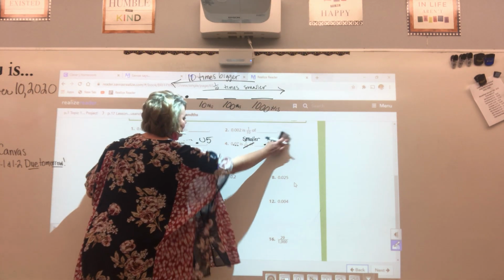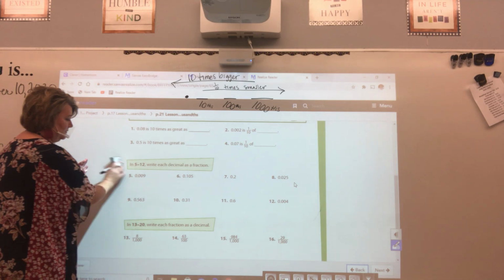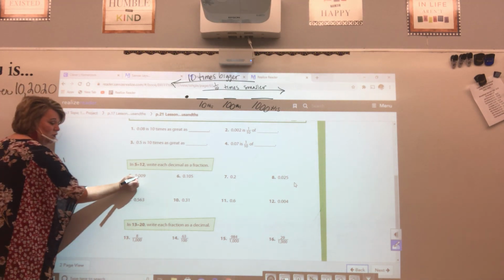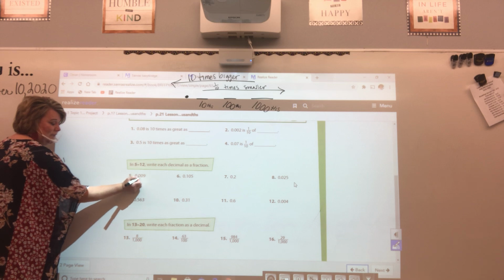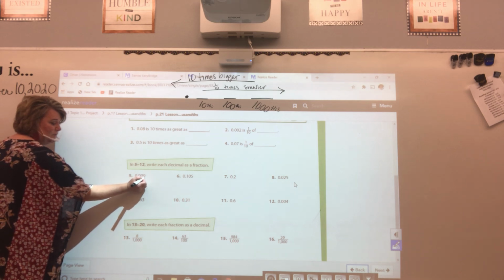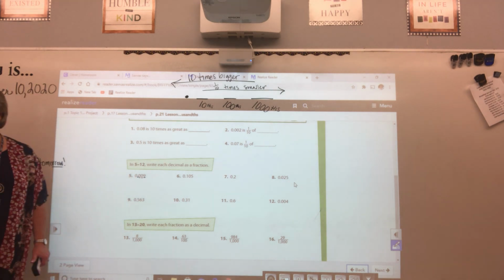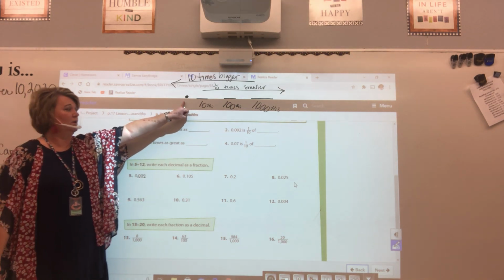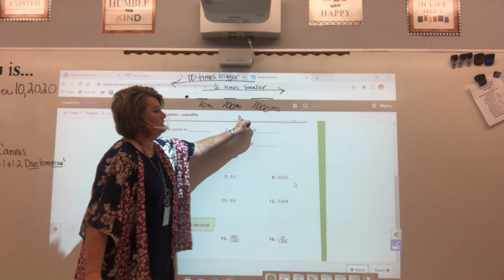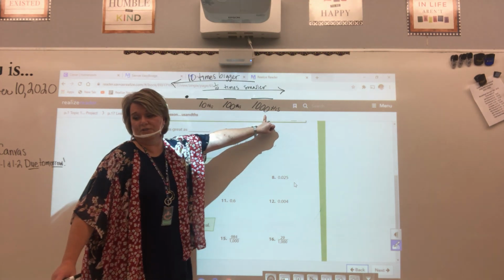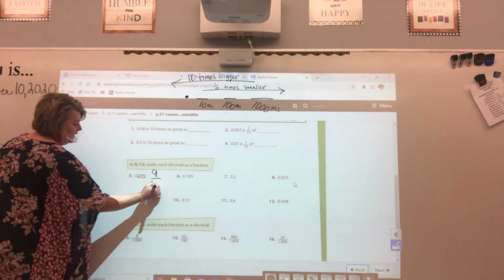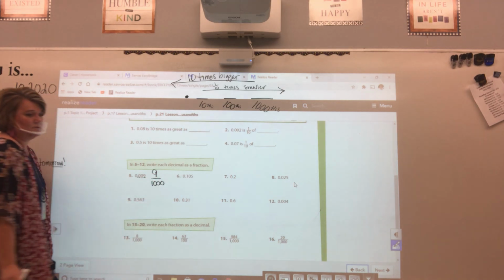Write each decimal like a fraction. Now, I'm not going to do every one of these with you because we did this yesterday. So take your pencil, darken that decimal, and count 1, 2, 3 digits over. Find your scrap paper. Find the decimal. Go 1, 2, 3 digits over. Where'd you land? Thousandths. So that would be 9 on top and 1,000 on bottom.